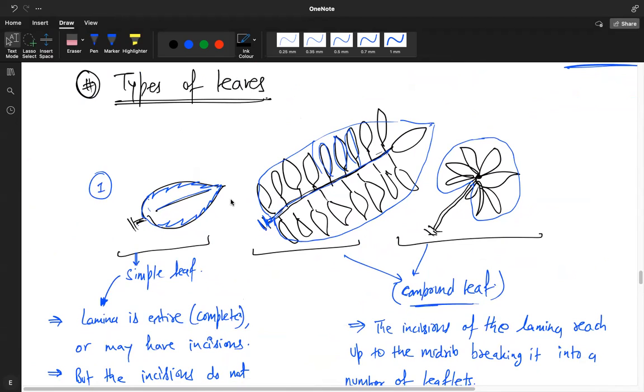There are two types of leaves, simple and compound. Simple leaves are where the lamina is entire or has incisions.